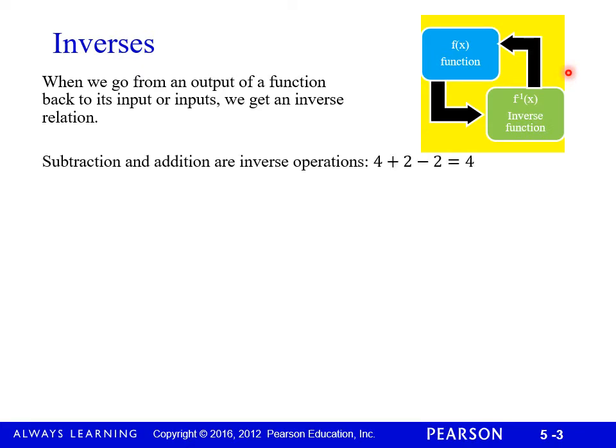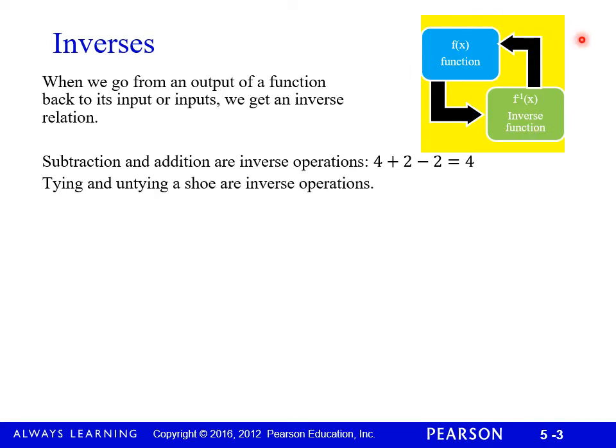For example, subtraction and addition are inverse operations. So if our function was adding 2, the inverse of adding 2 would be to subtract 2. If we put an input of 4 into our function and added 2, we would get 4 plus 2, and then if we subtracted 2, we'd get back to that same input of 4. So if x was 4, 4 plus 2 is 6. That's our output. Minus 2 gives us back that same input. So it's kind of a loop.